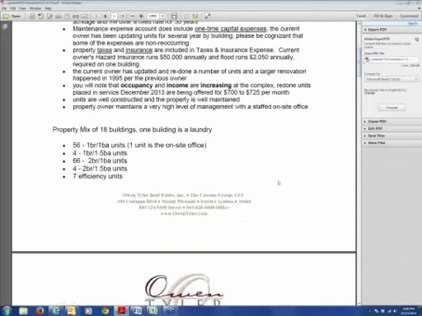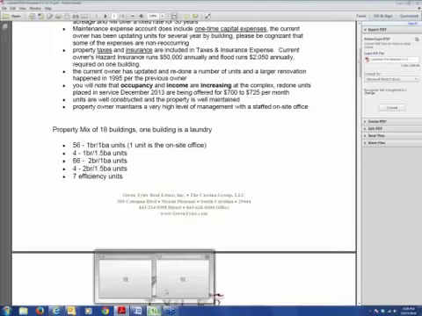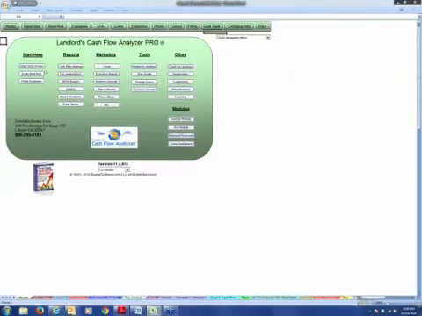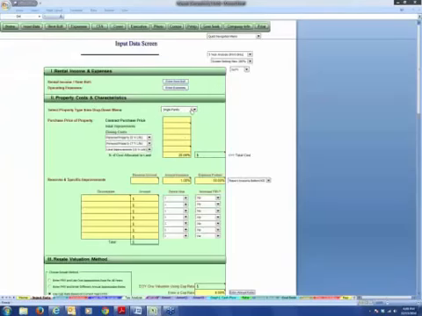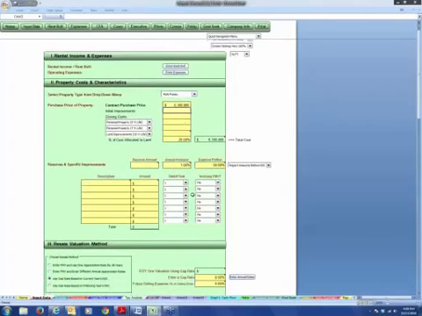Now, the first number I'm going to grab out of this, besides the 6.1, are these numbers right here as far as the makeup of the units. Let me show you how I do this. I'm going to jump on over to the Cashflow Analyzer, click on the input data screen, change it to multifamily, and put in a contract price of $6 million. That's the only information I'm going to add right now.